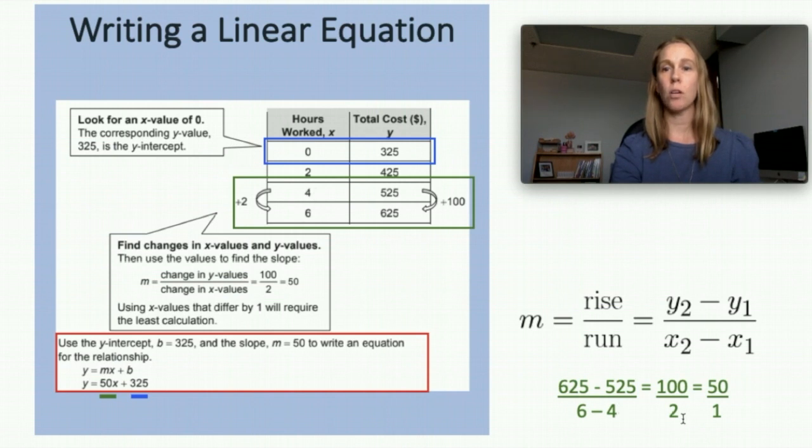6 minus 4 is 2. So the slope is 100/2, but we want to write that as a unit rate if we can in simplest form, or 50/1. So my slope is 50. And in my equation, that's where I substitute for m. So the equation of this line is y equals 50x plus 325. What that means is 50 times the number of hours.